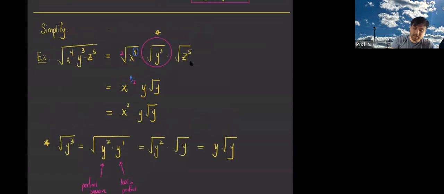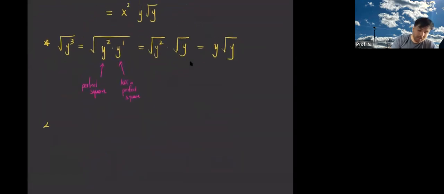Now, let's look at the double star, the square root of z to the fifth. Again, this is the hardest part of this whole thing. This is it. So it may take some more practice with this. Z to the fifth power, I want to break that down.